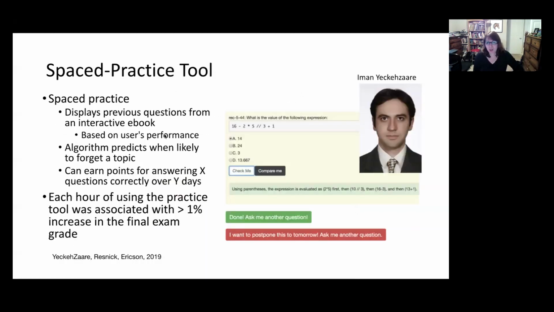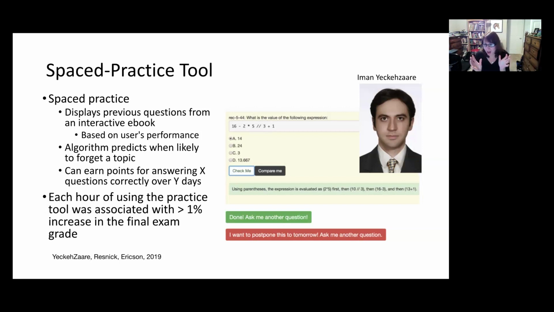The spaced practice tool displays previous questions from the ebook based on what the user has covered already. So what pages have they visited? It uses an algorithm to predict what they're likely to forget. It also looks at how well they performed on questions from a particular topic. So it brings back topics that they haven't done well on until they're doing well on them.